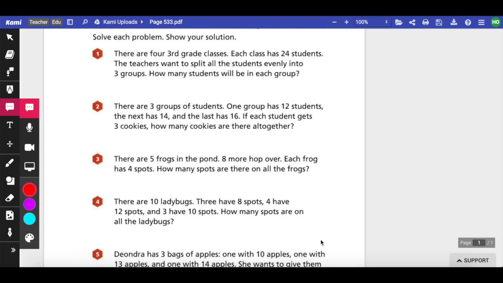So for number 1, it says there are 4 third grade classes. Each class has 24 students. The teacher wants to split all the students evenly into 3 groups. How many students will be in each group? What I would need to first do is figure out how many students are in 3rd grade. So I need to figure out, if there's 4 third grade classes and each class has 24 students, how many total students do I have in 3rd grade? Then I would need to figure out, how am I going to split these up evenly into 3 groups?